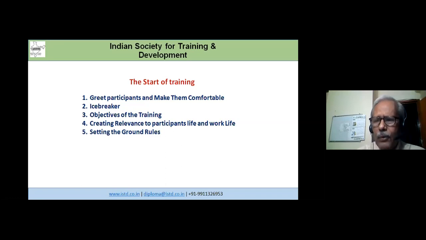Setting the ground rules. There are certain rules that are set by the trainer, and these are for making the training program smooth and easy. The ground rules are something like this: when the participants should ask questions, how they should listen to the program, and if there is any doubt, how they are going to make it clear with the trainer. So there are certain guidelines which are to be given.